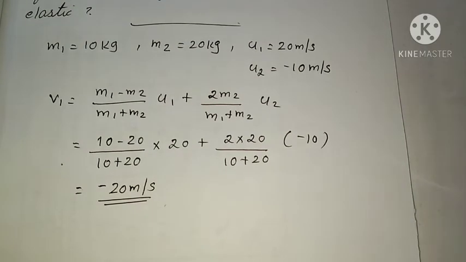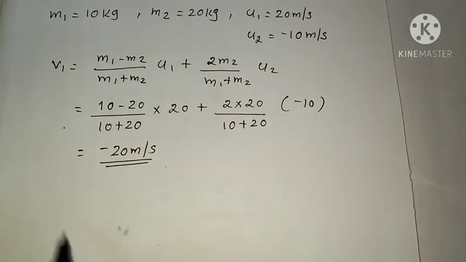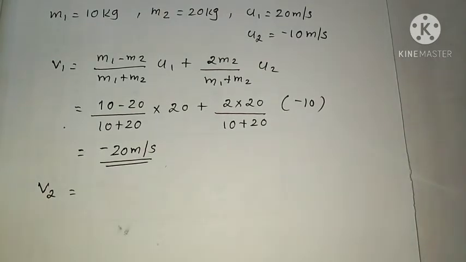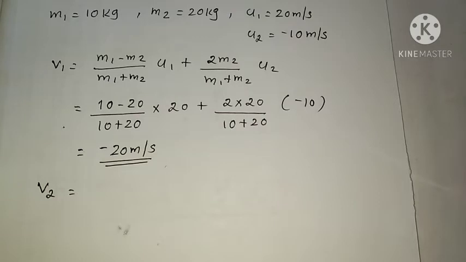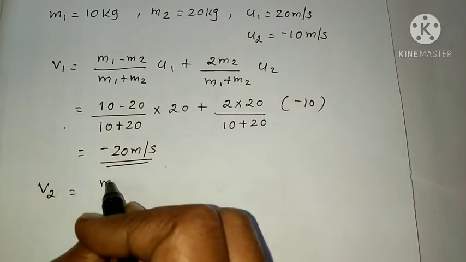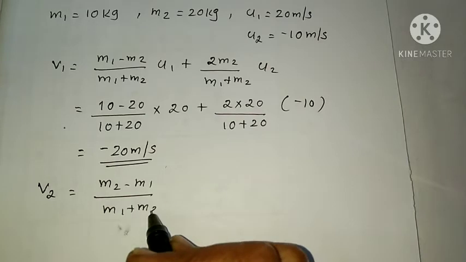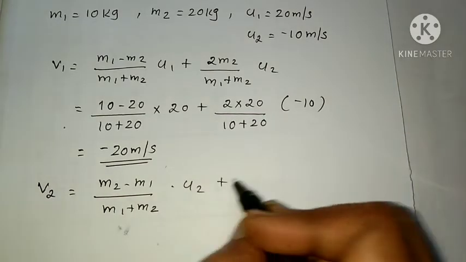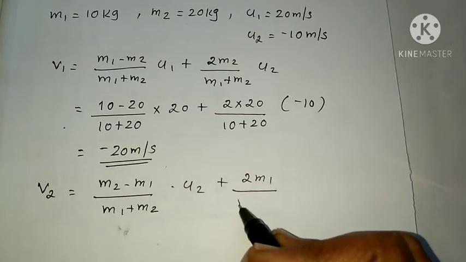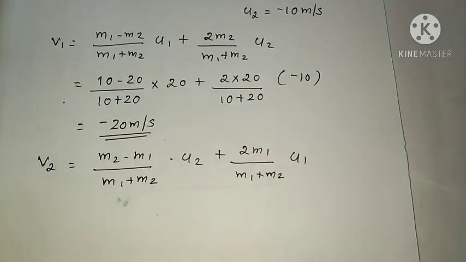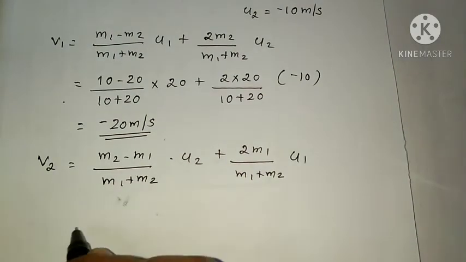first ball after collision. Similarly, velocity of the second ball after collision, that is V2 equal to... So we can change the first equation. There you know that is m1 minus m2. So we can write m2 minus m1 divided by m1 plus m2 into u2 plus 2m1 divided by m1 plus m2 into u1. Similarly, we can substitute the values here, then you will get the answer.